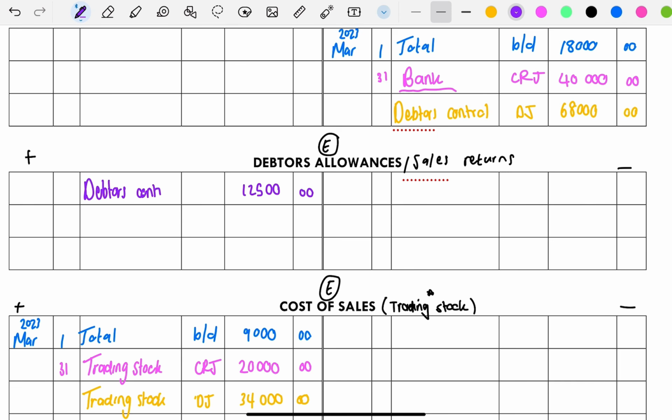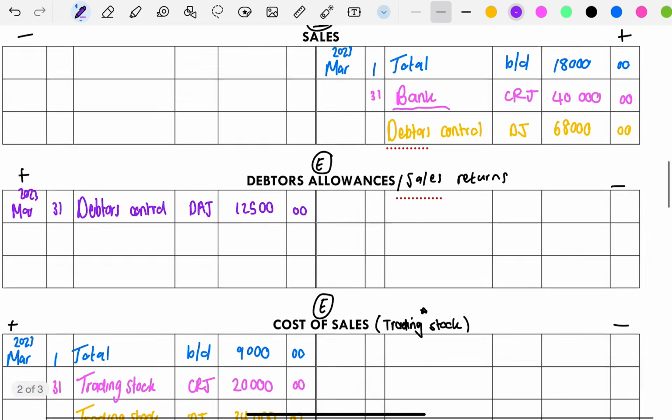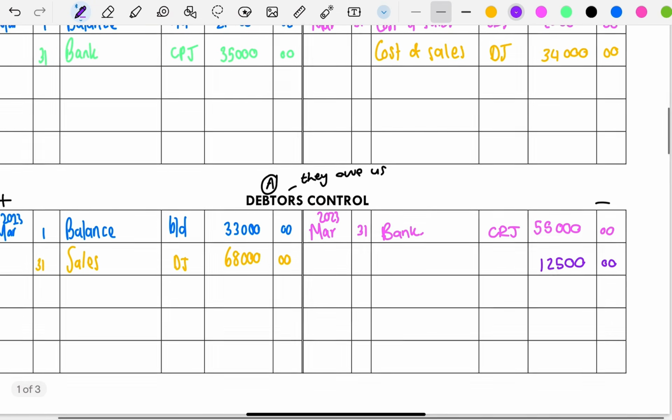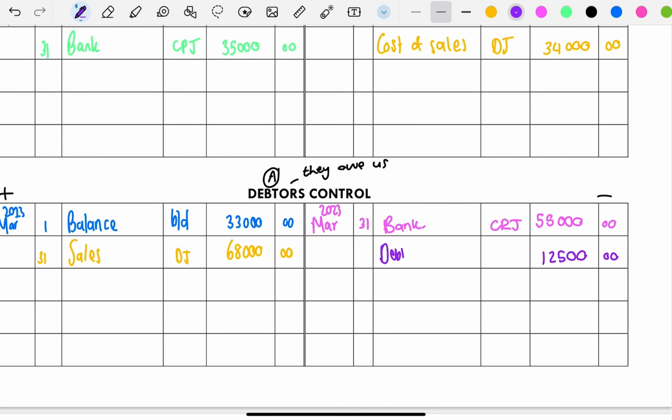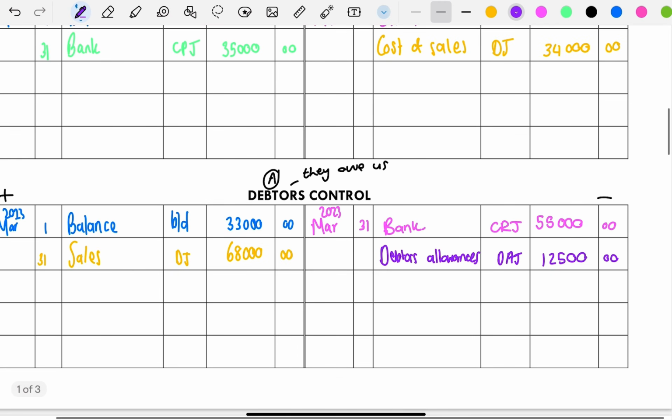So we write in debtors allowance, we write debtors control from the DAJ on the last day of March. And then in debtors control, we're going to write debtors allowances from the DAJ. Okay, there we go. So the DAJ is where the debtor returns, so they do owe less.